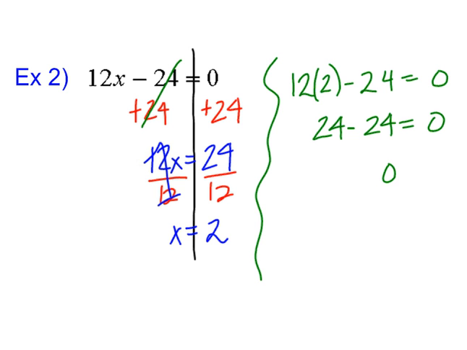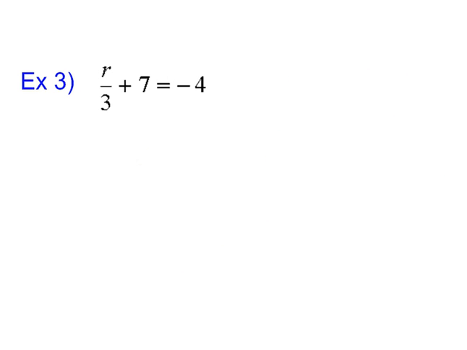24 minus 24 is 0, so it checks out. So this indeed is our answer to this equation. Let's try it again. This time it looks a little bit different. We have r divided by 3 plus 7 equals negative 4.